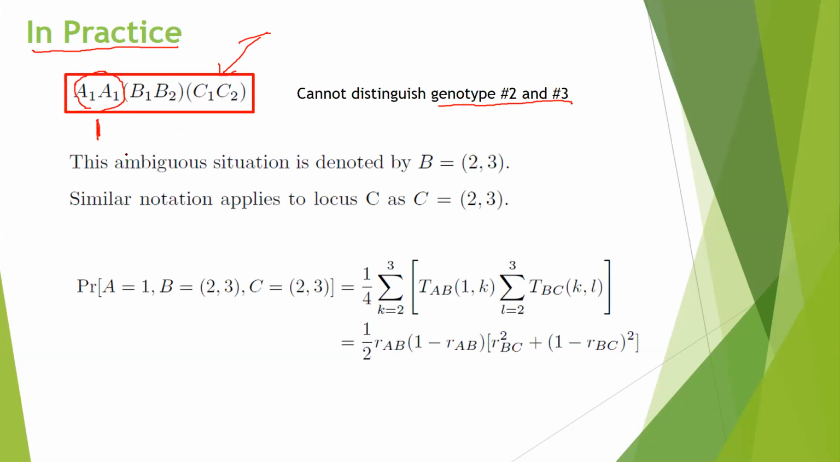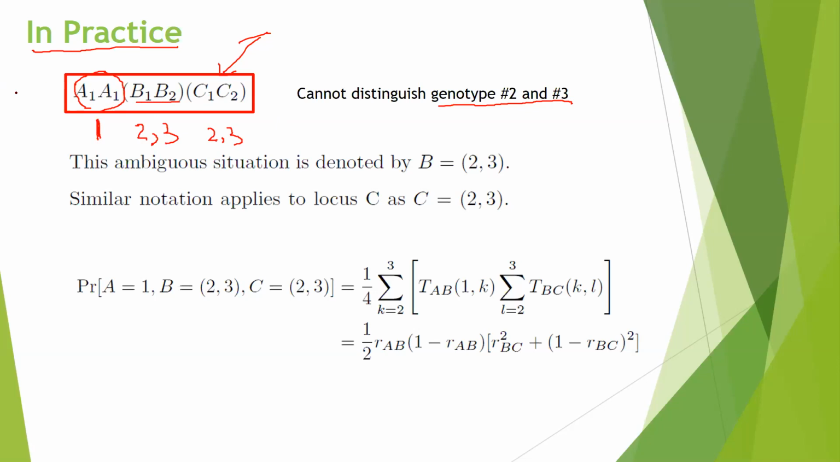So for F2, we have 4 genotypes. If we look at the first locus A, because A1 is the first genotype, we put 1 here. But for the B locus, it could be 2 or 3, right? The same for locus C, could be 2 or 3, because we cannot distinguish genotype number 2 and number 3. Is that clear?